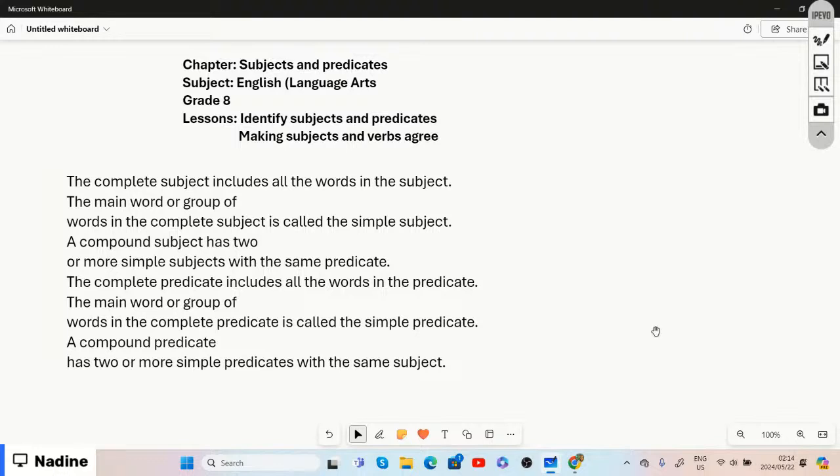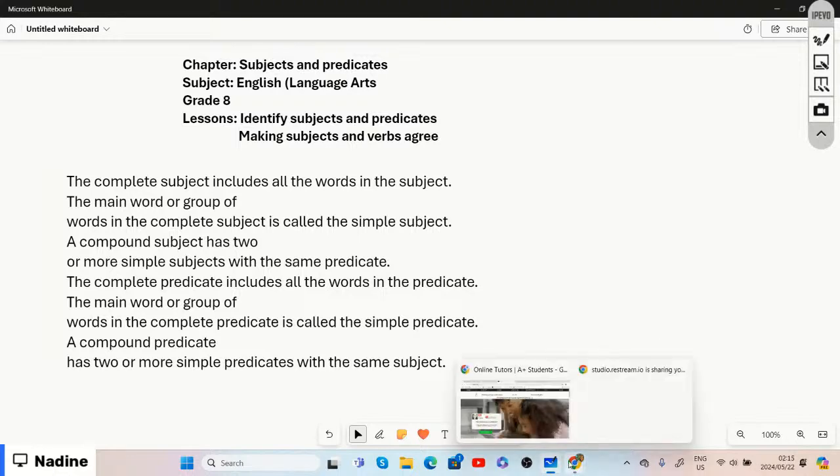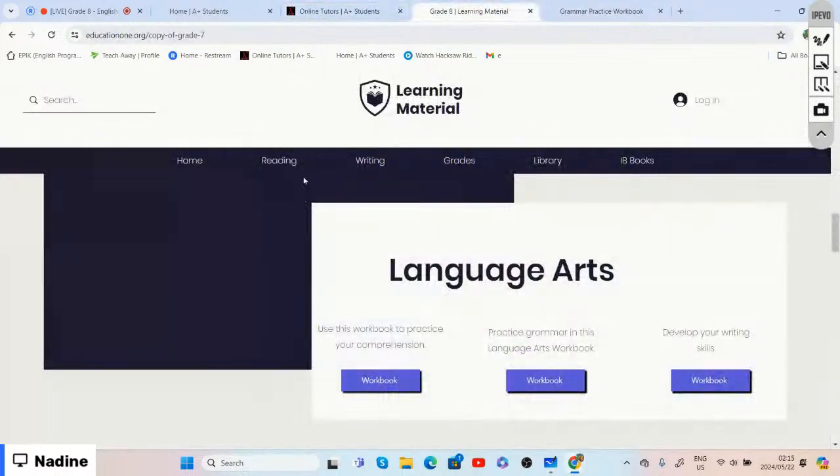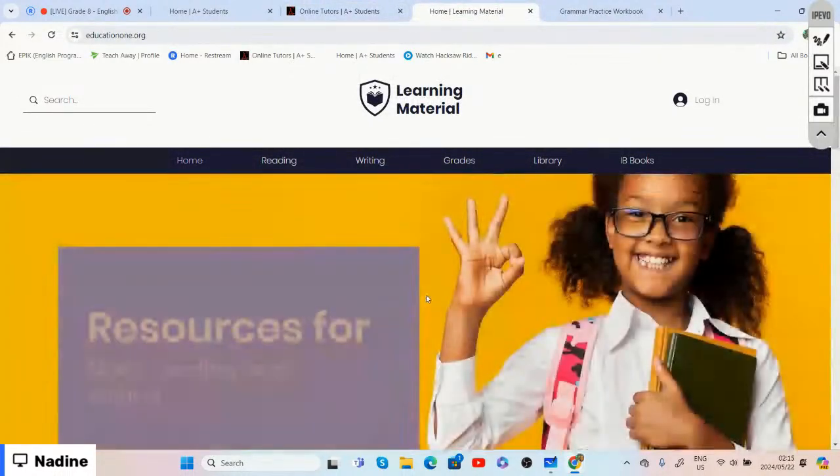So we are going to complete our lessons on subject and predicate by going to aplusclasses.ca. And then we're going to resources. Let me just go back so that you can see.